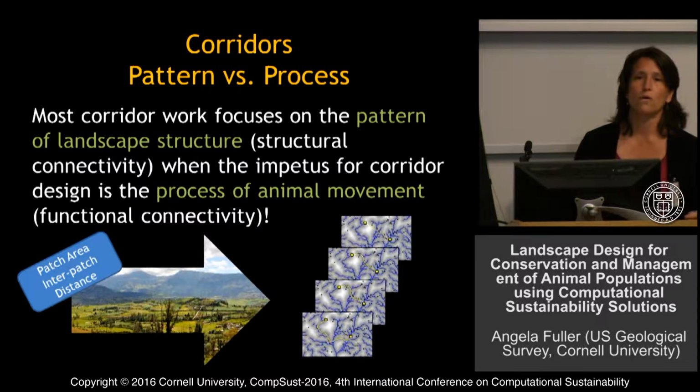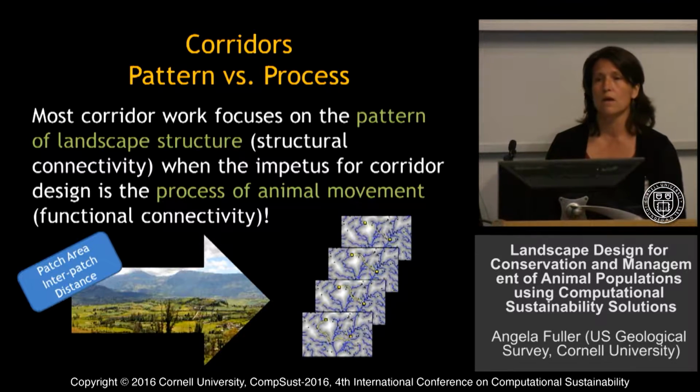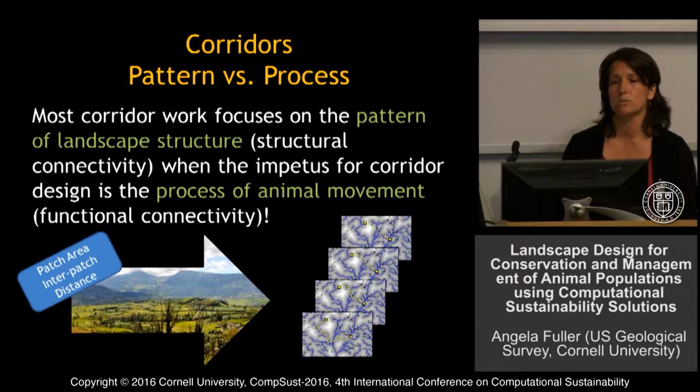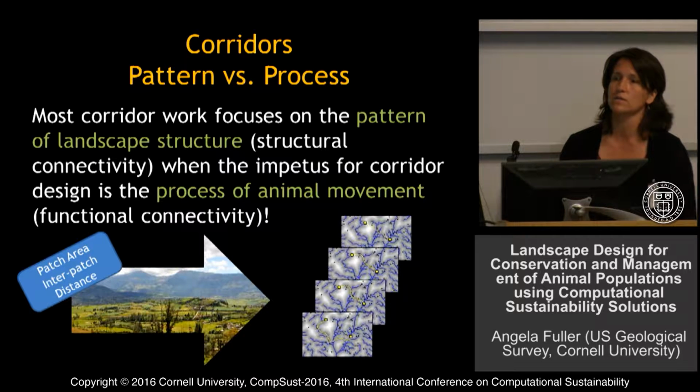So when we think about corridors, most of the previous work on corridors has really focused on the pattern of landscape structure. That is the structural connectivity. So the total amount of suitable habitat, for example, or the distance between patches of suitable habitat. But really the impetus for corridor design is the process of animal movement. That is functional connectivity, or how individual organisms are responding to landscape structure.